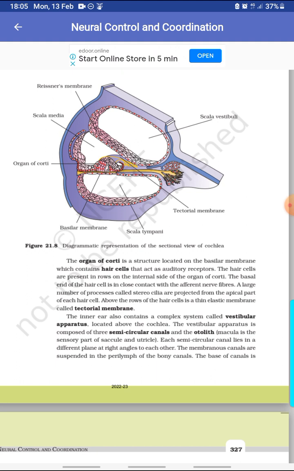The inner ear also contains a complex system called the vestibular apparatus. Located above the cochlea, the vestibular apparatus is composed of three semicircular canals and otolith. Macula is the sensory part of the saccule and utricle. Each semicircular canal lies in a different plane at right angles to each other. The membranous canals are suspended in the perilymph of the bony canals.